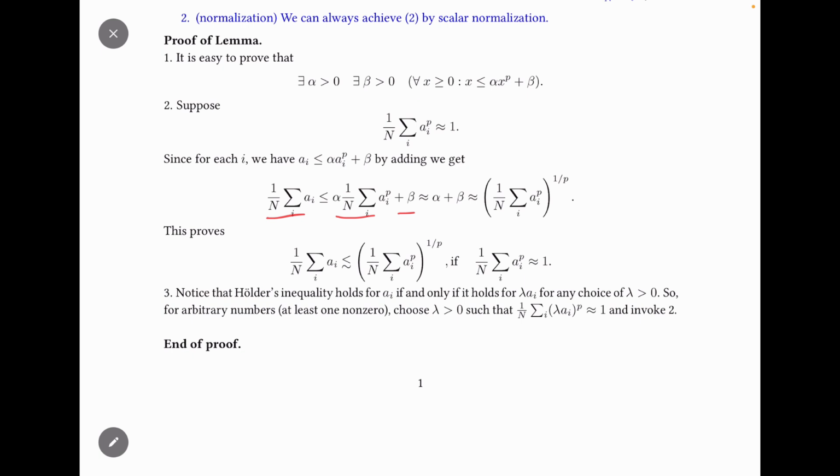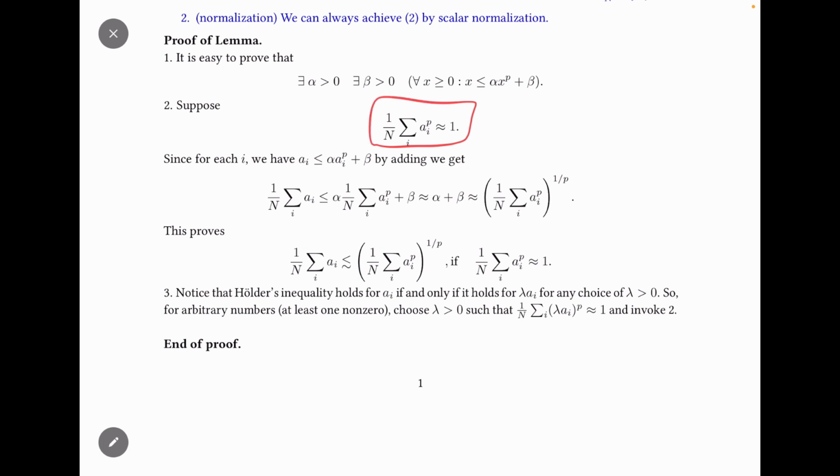And here is the point of that assumption, because this number is almost 1, so it's comparable to alpha plus beta, which is just a fixed number. But then this number is approximately 1. 1 to the power p is still approximately 1, so everything is comparable up to a constant. Okay, so we proved Hölder's inequality, but under this assumption.